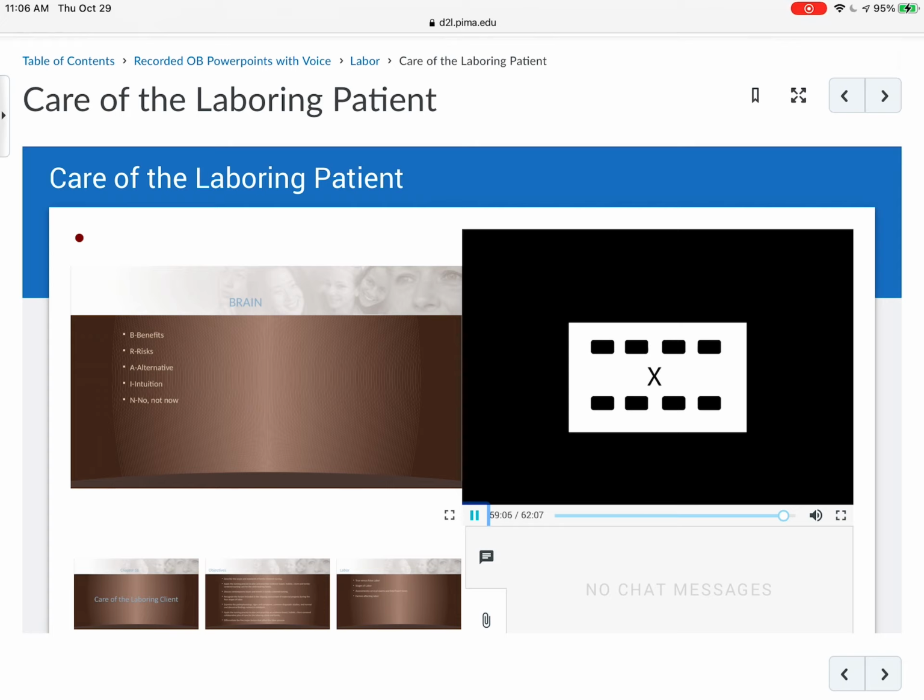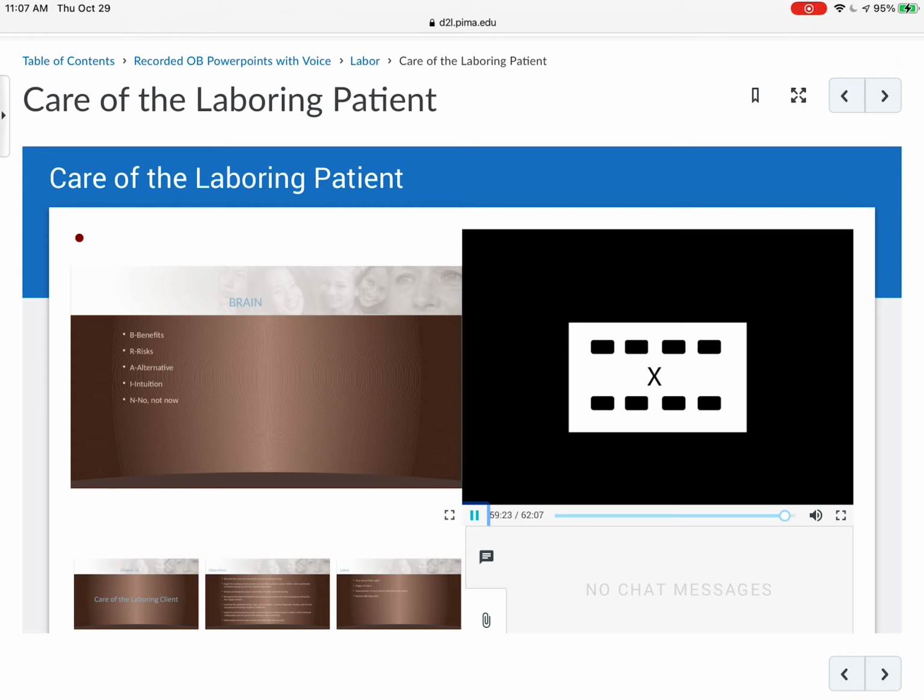A doctor may come in, and maybe the patient has told the spouse or the support person, I do not want my bag of waters broken. And then the doctor comes in and says, I'm going to break your bag of water. And the patient looks at her support system, and the support system is like, I don't know what to do. And I always say, use your brain.